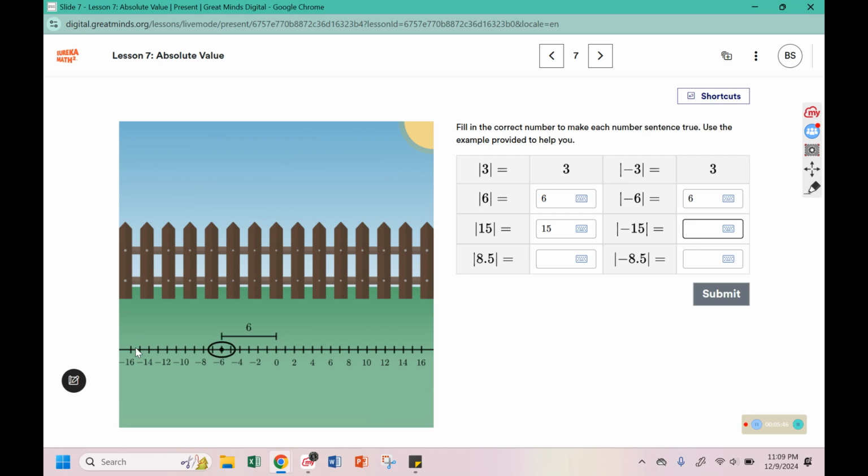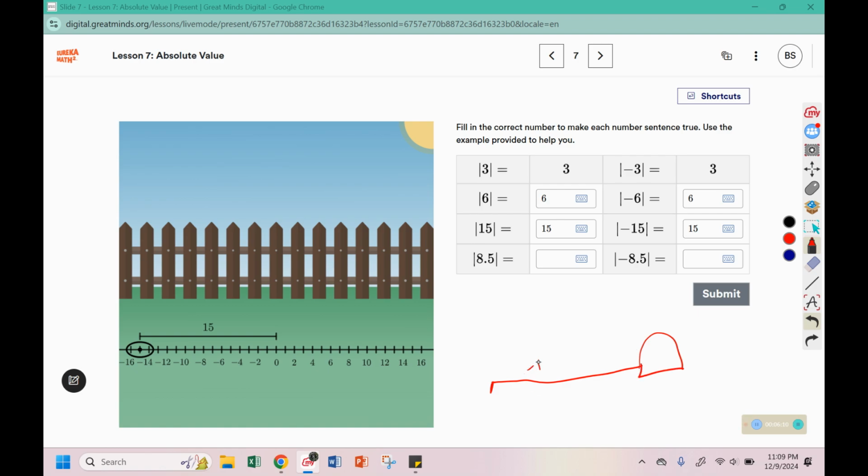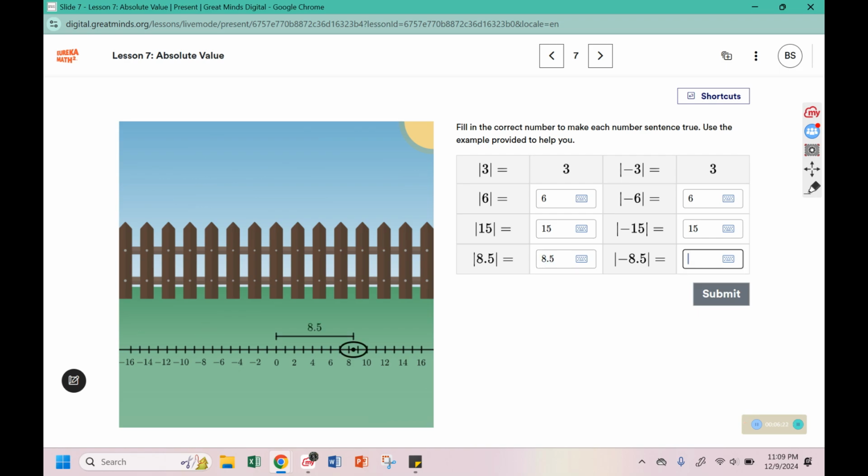What if I try to put in negative 15? What would happen? Yep, it says error, input a number. So we don't want that negative symbol there. We want positive 15 because distance is positive. When you're measuring with a ruler, or I guess a measuring tape, you wouldn't say that distance is negative 15 feet. You would just say it's 15 feet. So when we're measuring distances from 0, we should use positive values. So 8.5 is 8.5 away from 0, and negative 8.5 is also 8.5 away from 0.